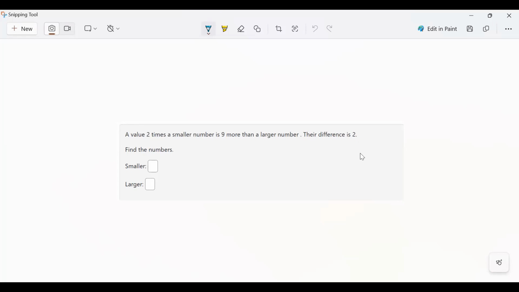Okay, guys, let's go over the solution. So this value is 2 times a smaller number. 2 times a smaller number is 9 more than the larger number. So let's assume the larger number is y and the smaller number is x. 2 times the smaller number is 2x, which equals 9 more than y, the larger number. That's the first equation we set up.